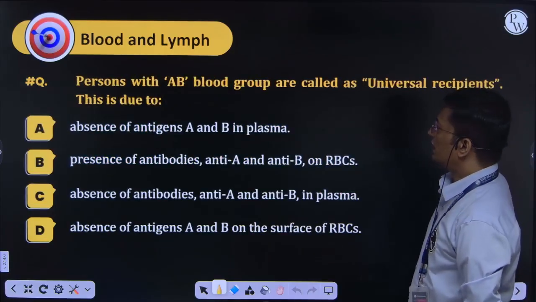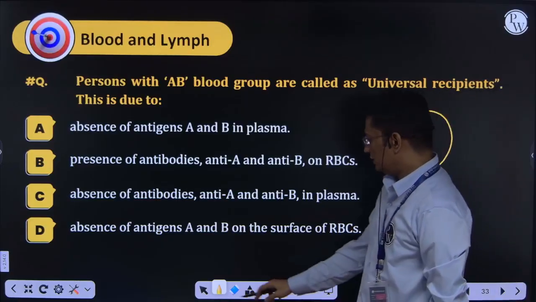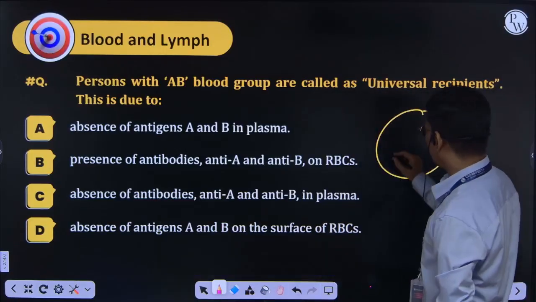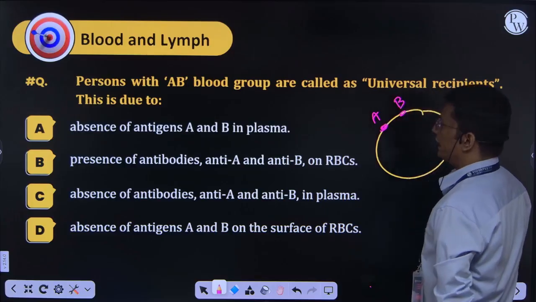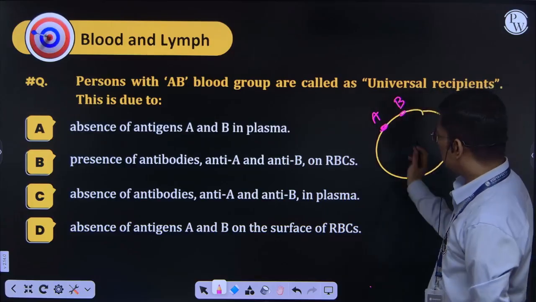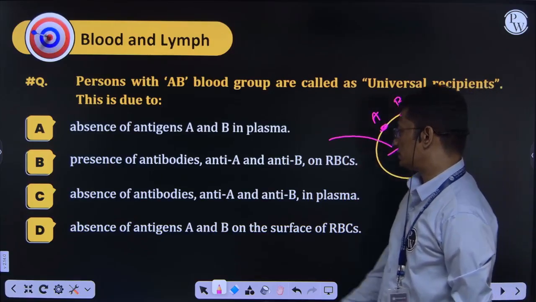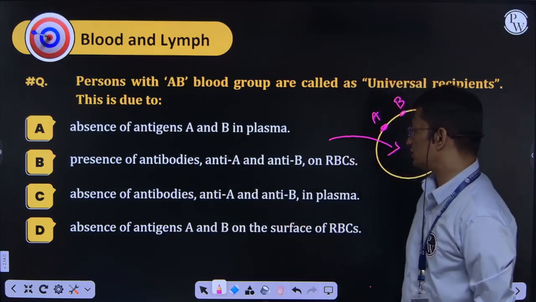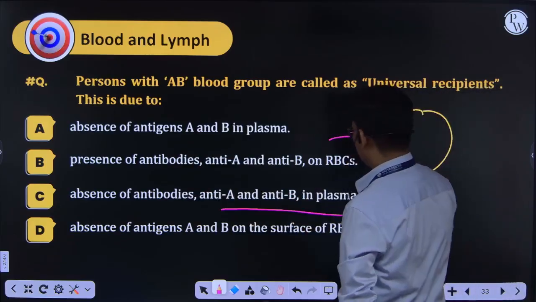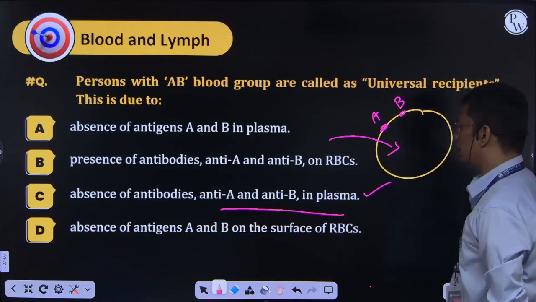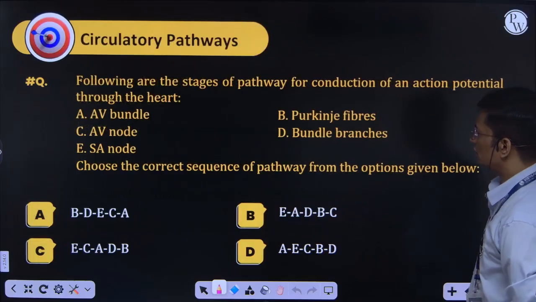Person with AB blood group. AB blood group means antigen A and B are present on the surface of the RBC. Consider this is the A antigen, this is the B antigen. In plasma, there will be no antibodies against these antigens, so the AB blood group can receive all types of blood. Absence of antibodies. What are the antibodies? Anti-A and anti-B. If these antibodies are present, they will react with the blood. It is absent in the AB blood group, that's why it is the universal recipient.